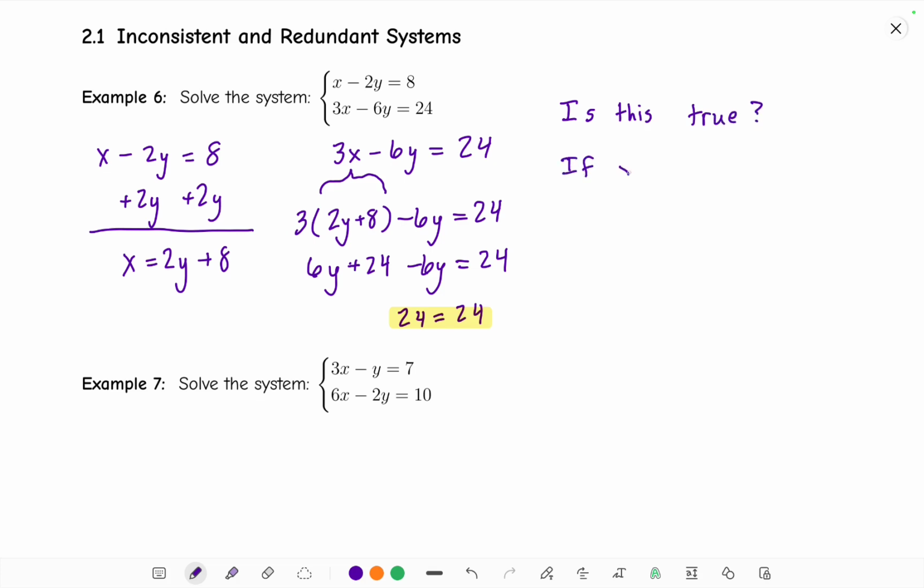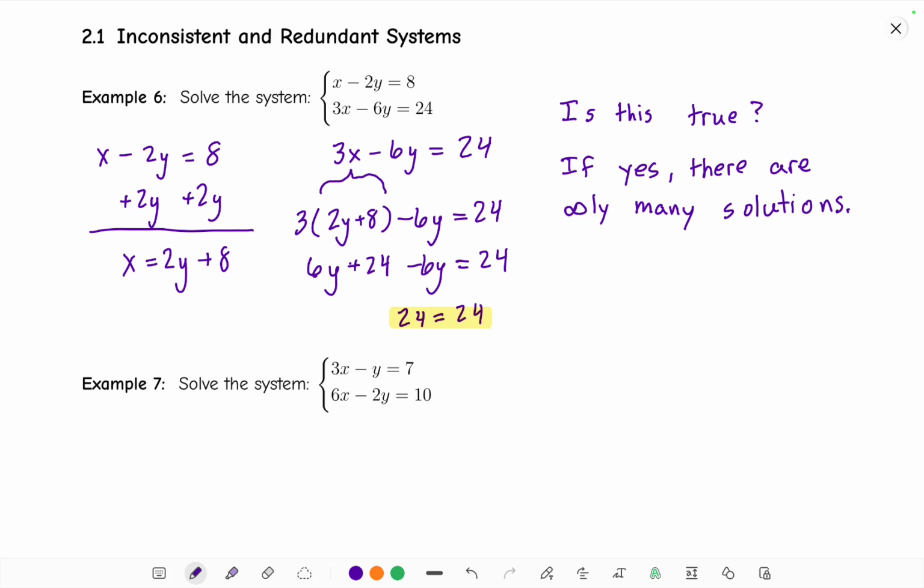If yes, that means there are infinitely many solutions. So that means it's consistent and dependent.